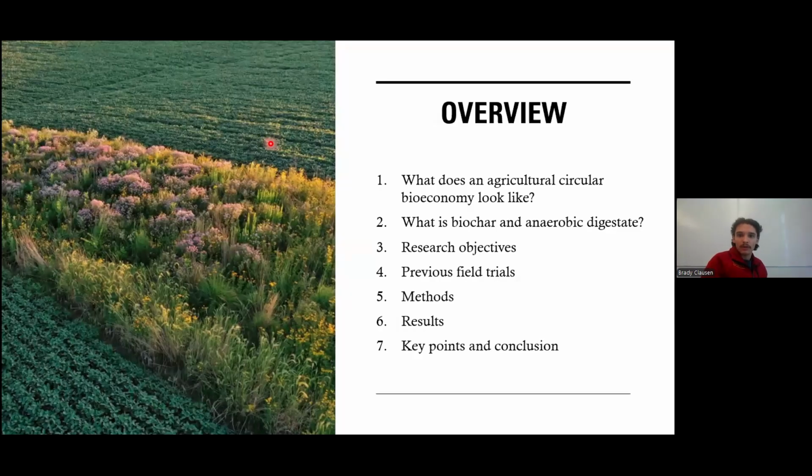Today, I really wanted to focus on, what does an agricultural circular bioeconomy look like, and specifically maybe some key examples here in Iowa. And then following that, what is biochar and anaerobic digestate? How do they feed out of the agricultural circular bioeconomy, and how do they feed back in? Thirdly, I really want to get into my specific research. This is a pretty big project, so I'm only doing a little piece of the puzzle.